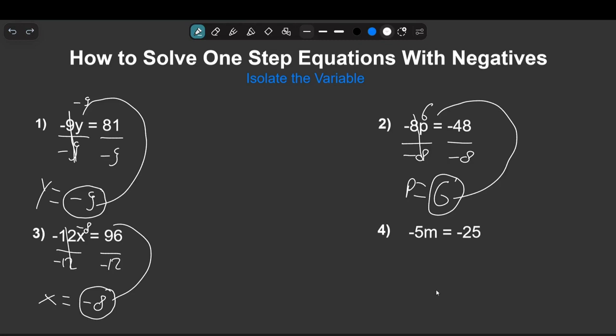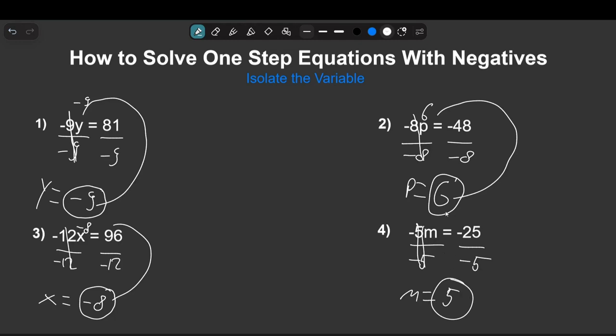Now let's go over to our last example. For our last example, we have minus 5m equals minus 25. So again, we're gonna inverse our operation and isolate the variable. So we're gonna divide these two by minus 5. So now these two again cancel each other out, and we are left with our variable. Now minus 25 divided by minus 5 will equal 5. Because we are dividing a negative by a negative, we get a positive answer.